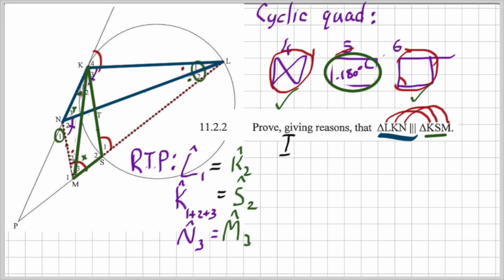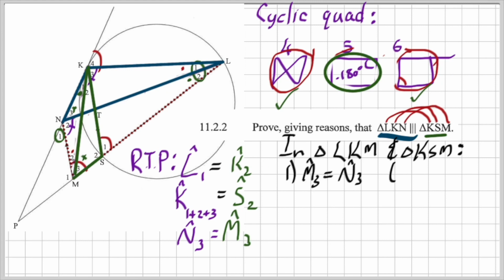So looking at this, I'm going to start with the first things that I know. I know that M3 is N3 because angles in the same segment. Okay, so that one is done. Remember, I colored those in with green stars, or x's.